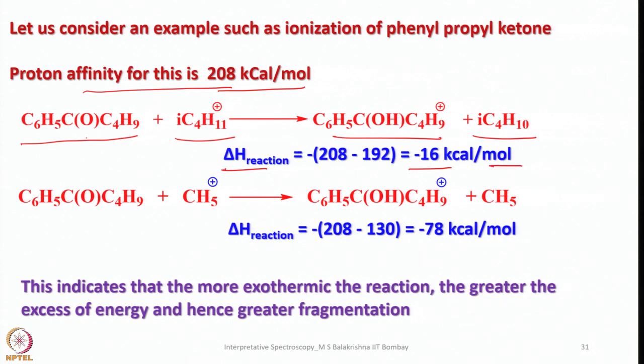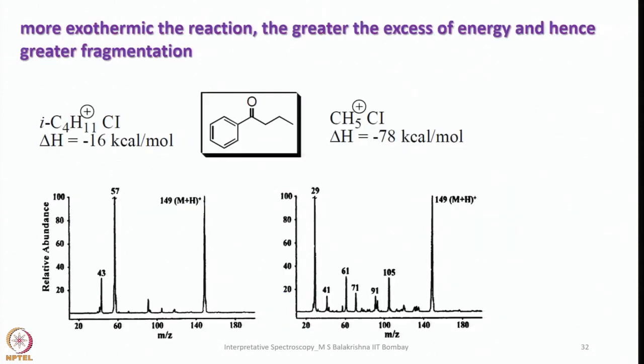And then when we look into the same reaction with CH5 plus, here also we get the same species, but here what comes out is CH4. So this is an exothermic reaction here. The value is minus 78 kilocalories per mole. This indicates that the more exothermic the reaction, the greater the excess of energy and hence the greater the fragmentation.